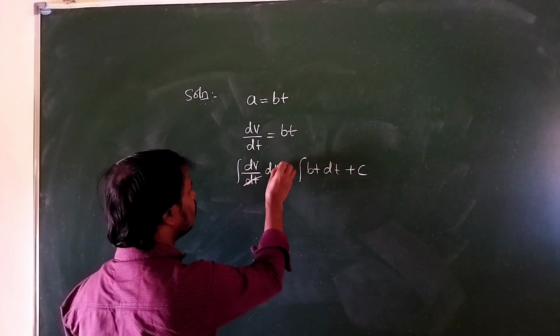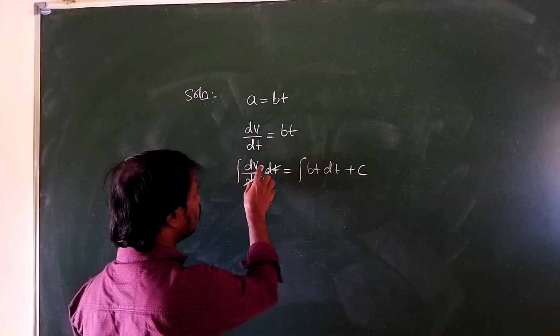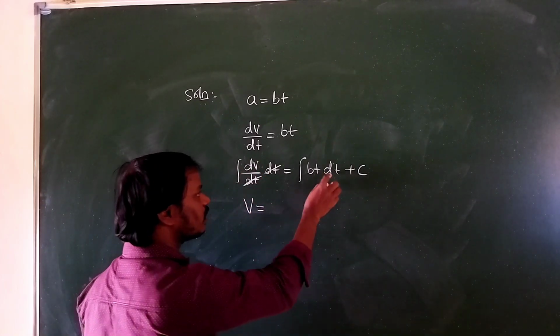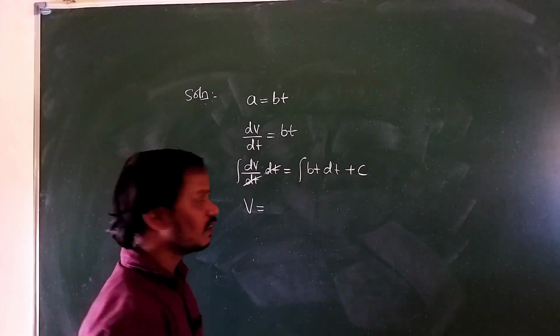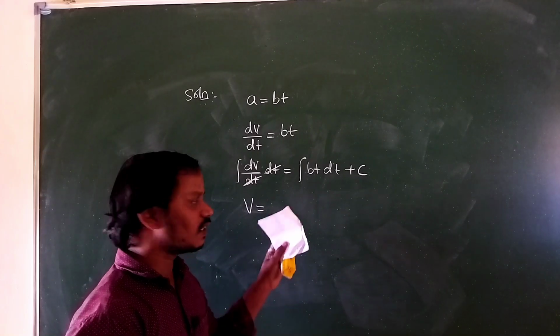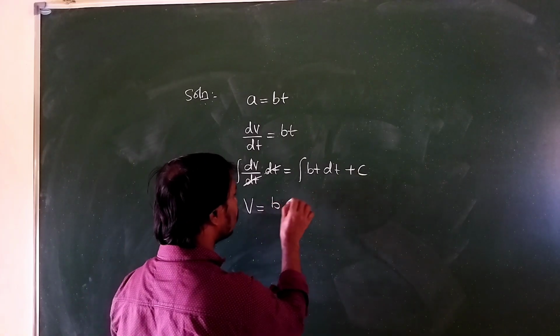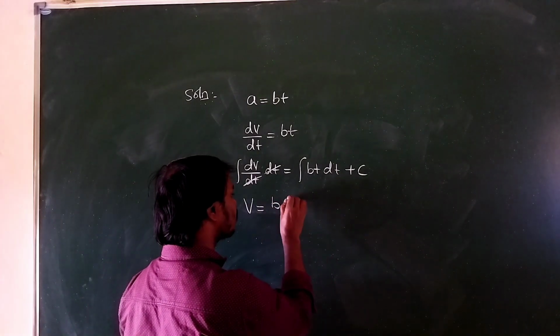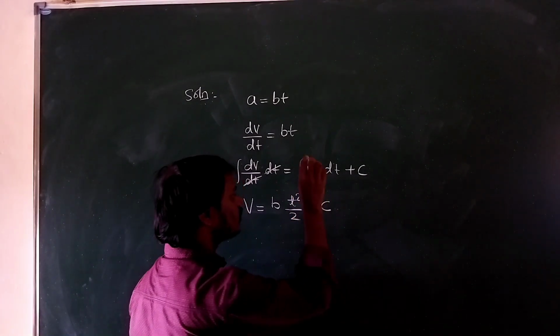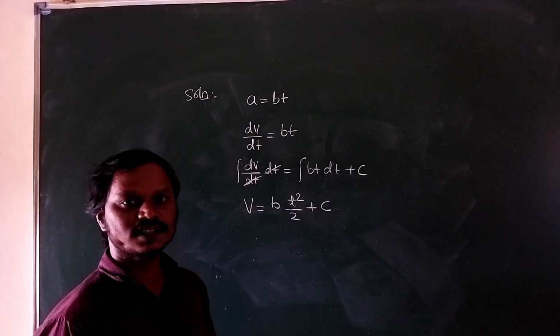Now, dt gets cancelled. Integration of dv, that is v. Then v is equal to the integration of bt with respect to t. Here b is constant, then I will take it outside. Integration of t with respect to t, that is t square by 2. So bt square by 2 plus c, because it is an indefinite integral.